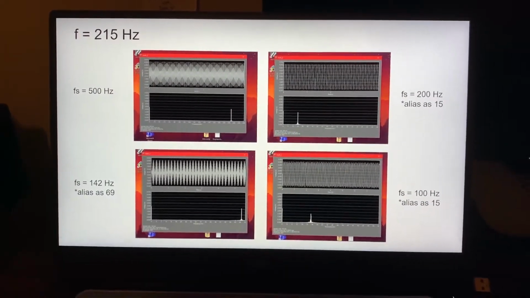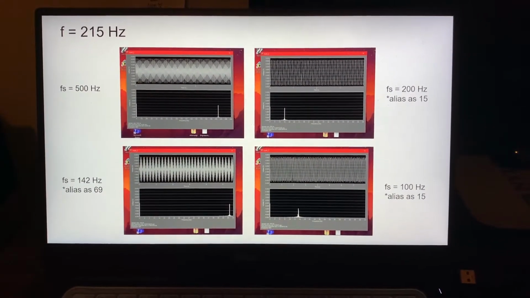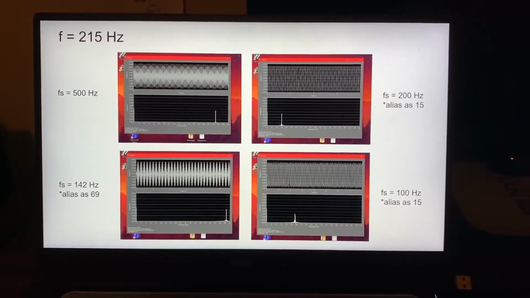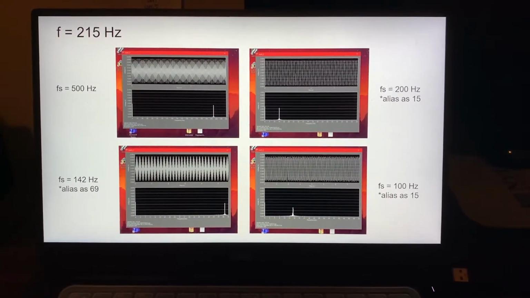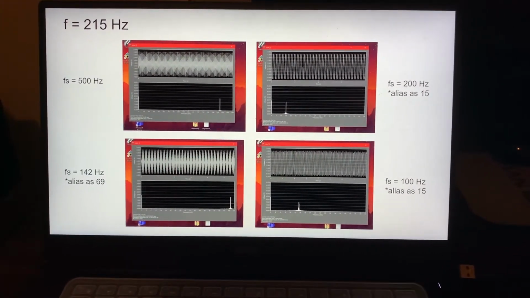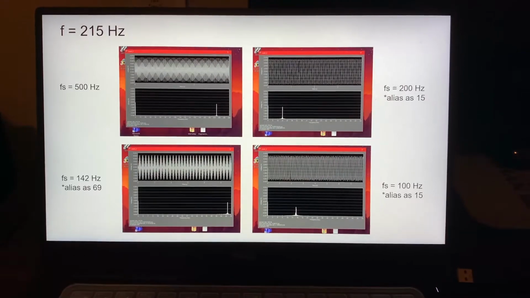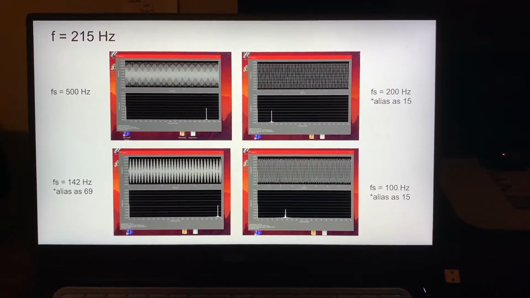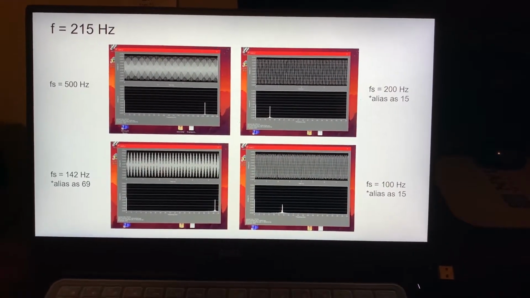Here are the plots for a frequency of 215 Hz. It aliased at every sampling frequency except for 500 Hz. For a sampling frequency of 200 Hz, it aliased as 15. For 142 Hz, it aliased as 69. And for 100 Hz, it aliased as 15.